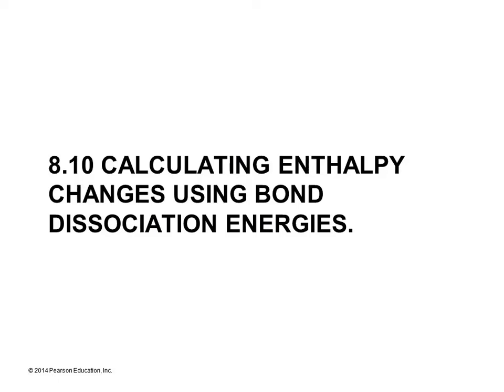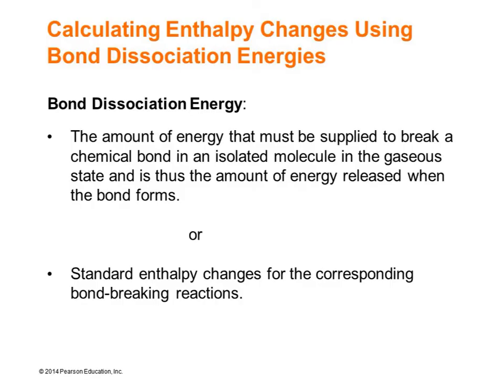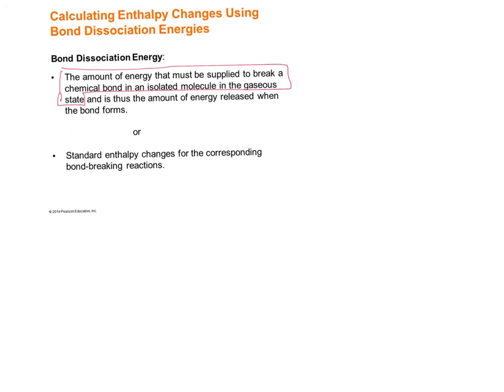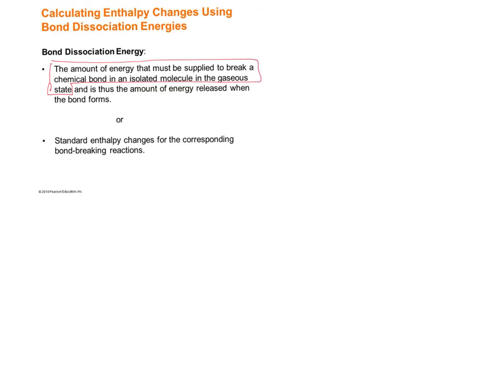Another application of Hess's law is the use of bond dissociation energies to calculate the change in enthalpy for a reaction. All right, let's talk about bond dissociation energy. Bond dissociation energy is the amount of energy that must be supplied to break a chemical bond in an isolated molecule in the gaseous state. So the bond dissociation energy is the energy required to break a bond.